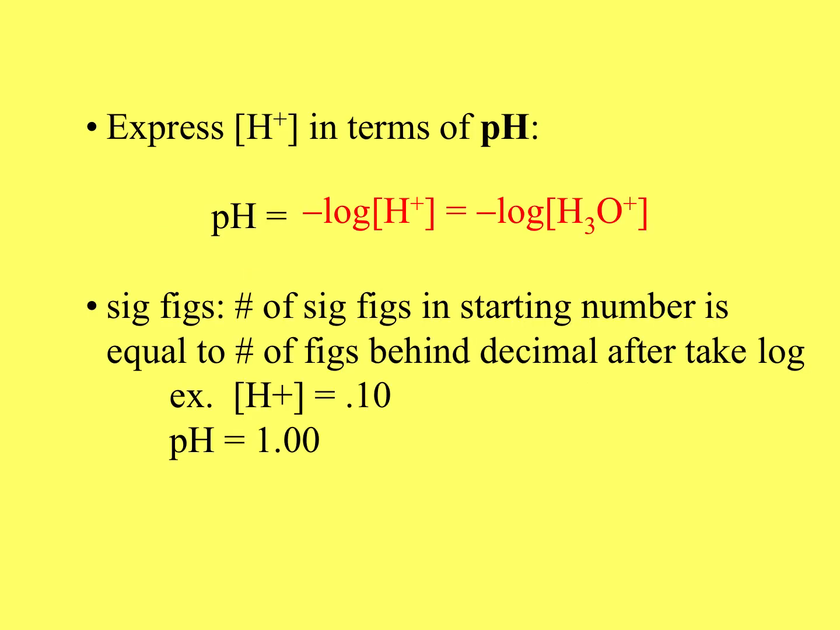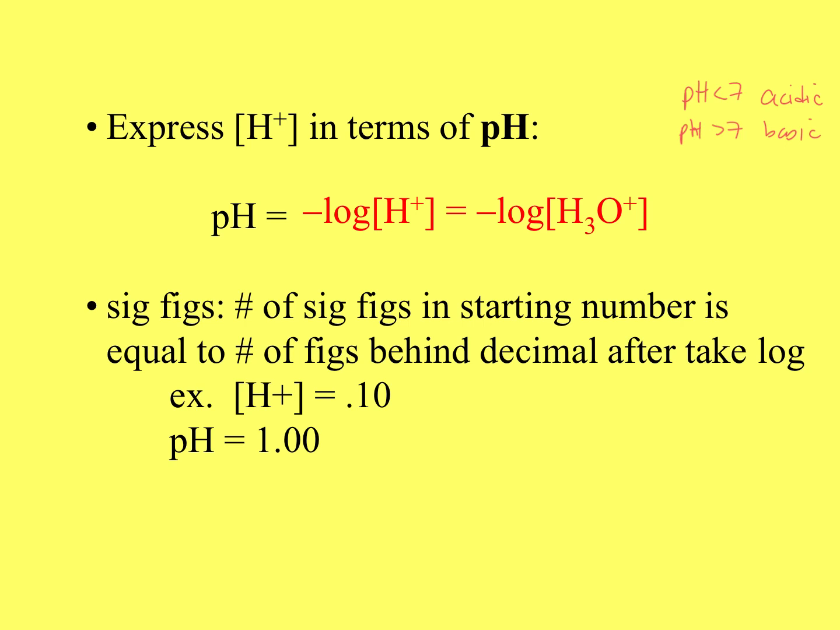Okay, this leads us into the last part of the lecture, which is being able to calculate pH. And you've learned in earlier classes, maybe in middle school, what pH means. You've learned that a pH less than 7 indicates acidic, a pH greater than 7 is basic, and a pH of 7 is neutral.